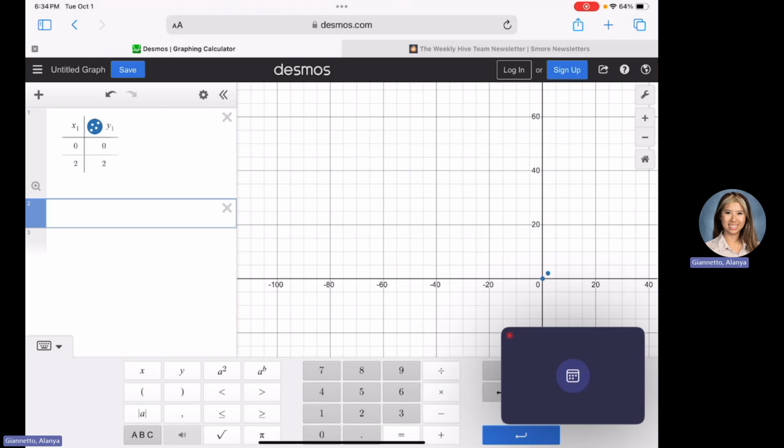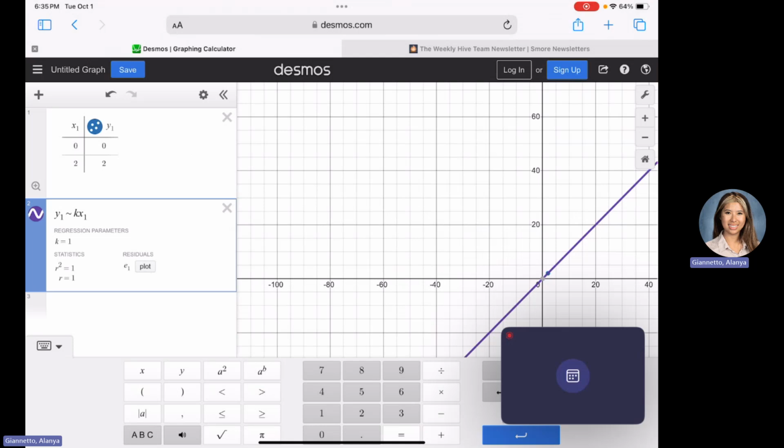So I can use either the proportional relationship equation, which is going to be y1, because over here you can see that we have y1, and then the tilde, the squiggly. Oops, I did not mean to erase that. Okay, there you go. So the tilde, and then we're going to use k, because that's our constant of proportionality, and then x1, because you can see x1 is right here. Okay, and you can see our k is 1, right? Or our constant of proportionality is 1.